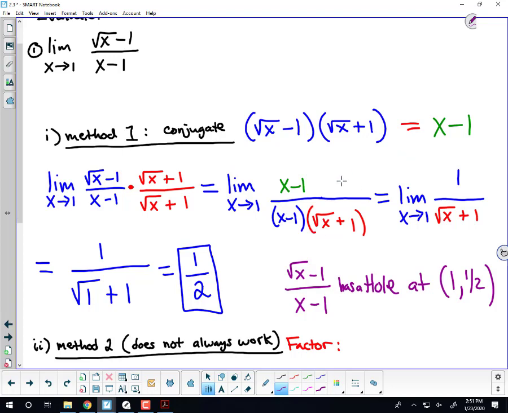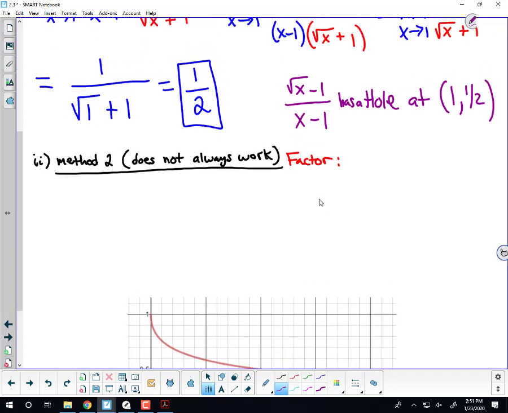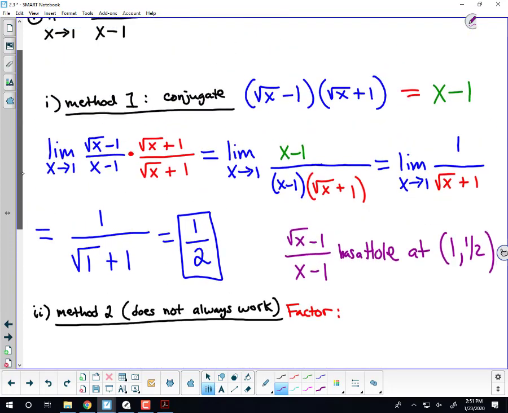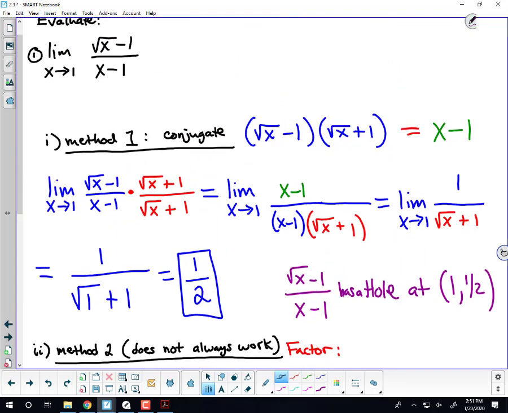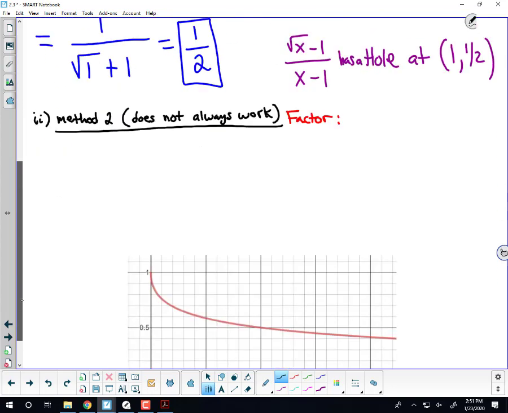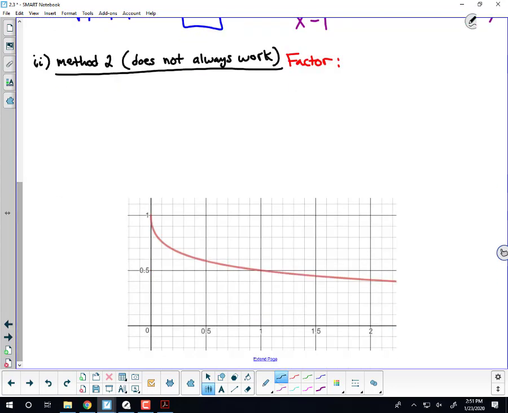This second method that we're going to mention doesn't always work, but when it does, it's probably a little more efficient. The factoring in a sense comes from looking at our work with the conjugate in reverse. So if we know that this thing times this thing is x minus 1, then we know x minus 1 can also factor as the square root of x minus 1 times the square root of x plus 1. In other words, we're looking at the factor on the bottom as a difference of squares.